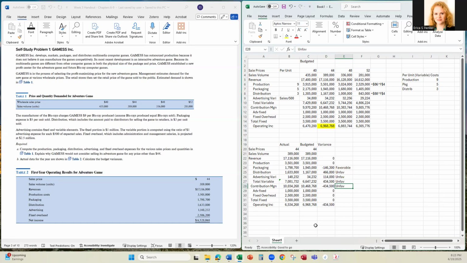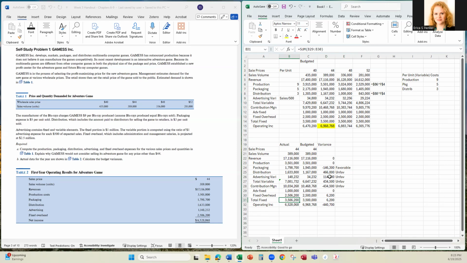And then down here on fixed, oops, I did not get the actual one here, 2,506,200. Oh, whoops, no, wrong one. I wanted to do that one. Sorry. There we go. So we had a difference there also.